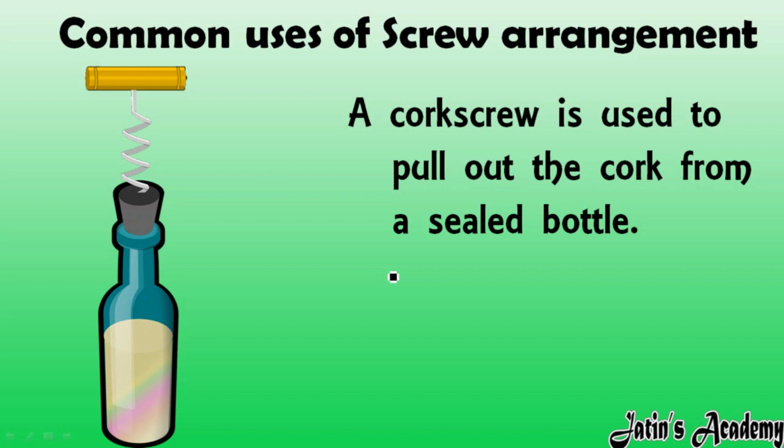Next, we are having common uses of screw arrangement. A corkscrew is used to pull out the cork from a sealed bottle. Actually, this is a form of corkscrew. This corkscrew is used to take the cork out from a sealed bottle. When you want to take the cork out from the sealed bottle, by applying force by hand, it is not possible to take it out. So we are using this kind of corkscrew. With this corkscrew, we can easily pull out the cork from the sealed bottle.